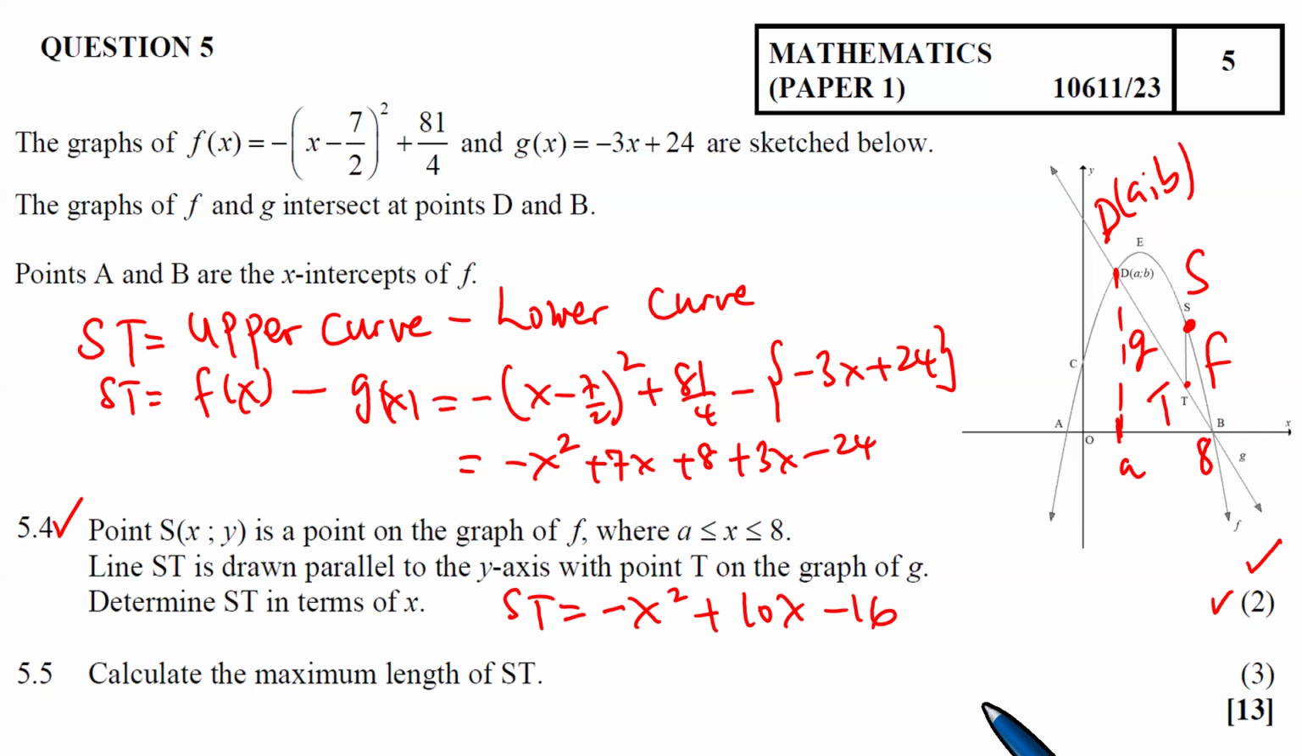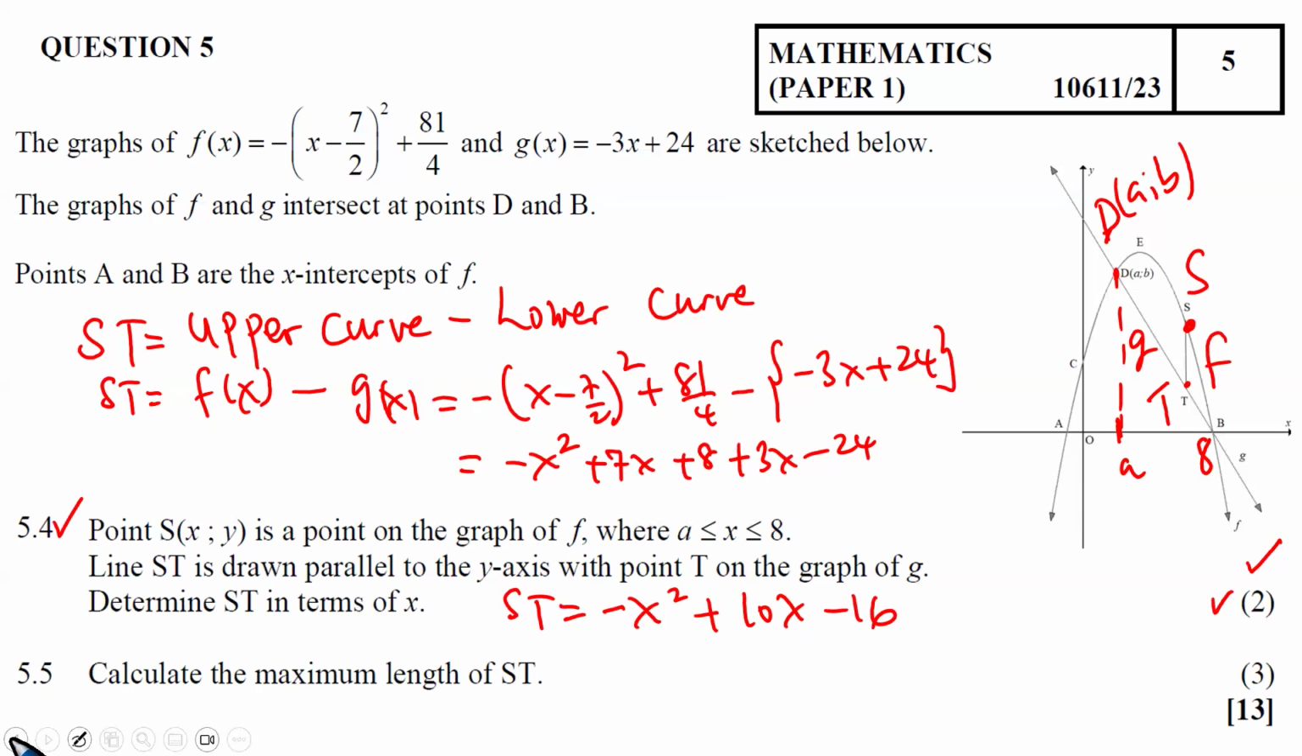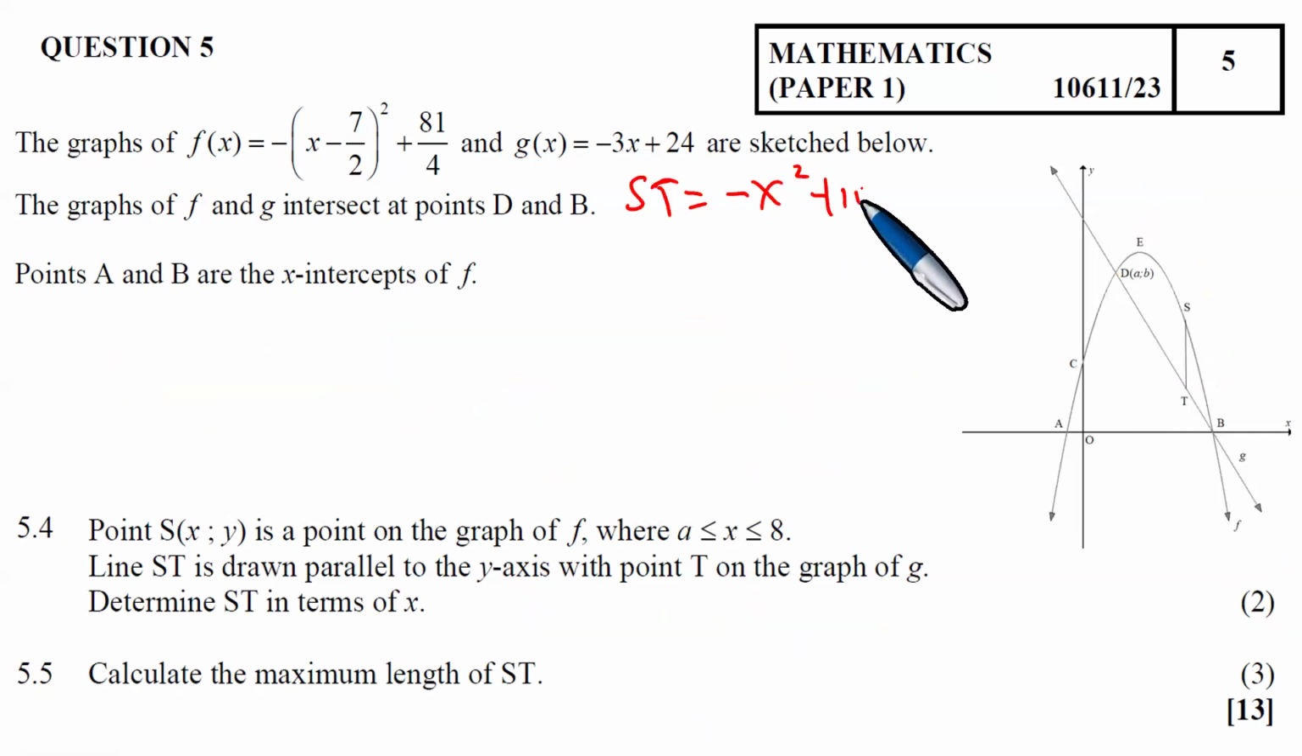The next thing we want to do now is to calculate the maximum length of ST. Right, so which means you have ST, which is minus x squared plus 10x minus 16. Okay, minus x squared plus 10x minus 16, that is ST. You got that one from the previous question.